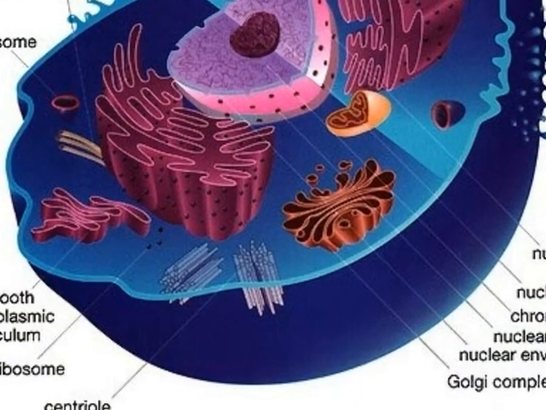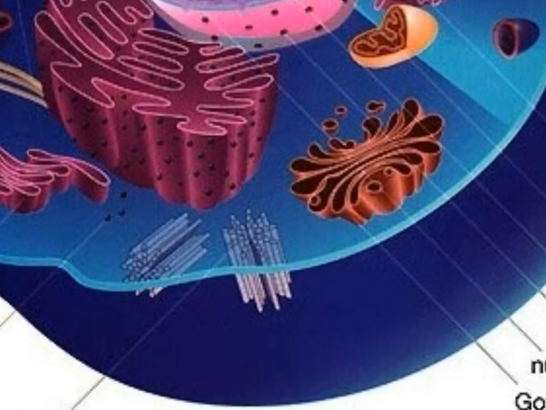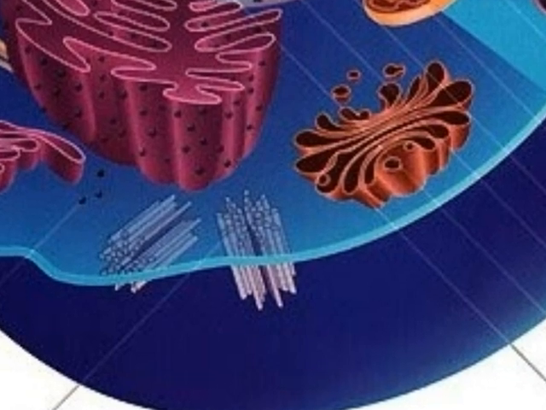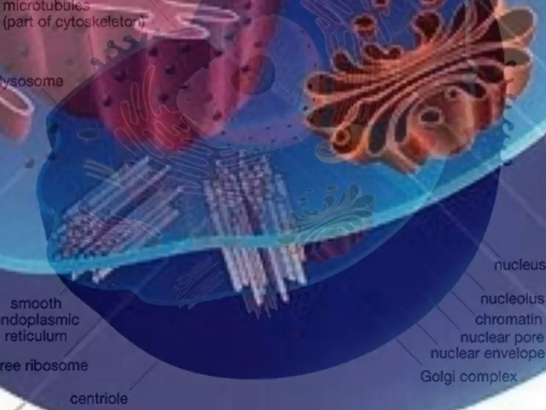The centrioles, which look like straws to me, produce microtubules. This is important because microtubules are the main component of the cytoskeleton. The cytoskeleton provides shape to the cell structure.